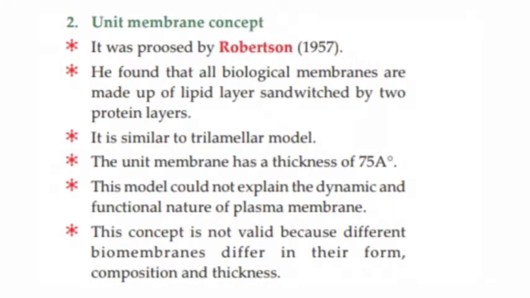Unit membrane concept. It was proposed by the scientist Robertson in the year 1957. He found that all biological membranes are made up of lipid layer sandwiched by two protein layers. It is similar to the trilamellar model. The unit membrane has the thickness of 75 angstroms. This model could not explain the dynamic and functional nature of plasma membrane. This concept is not valid because different biomembranes differ in their form, composition, and thickness.